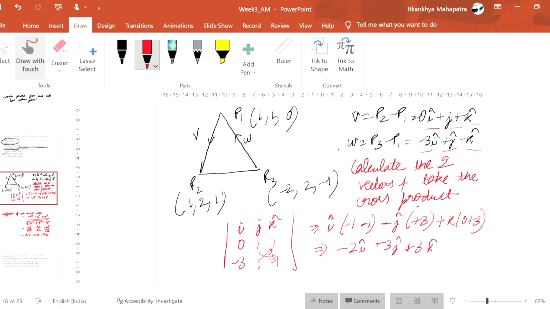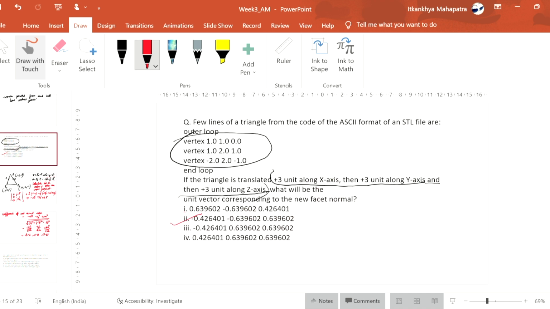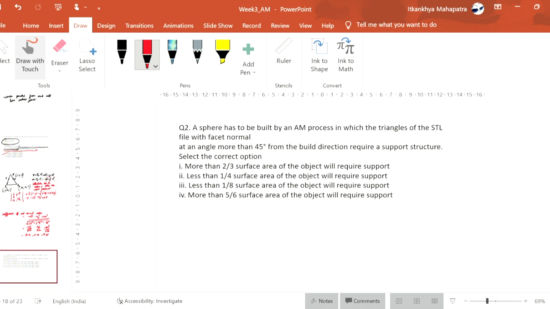So in this way, if a translation by some units is given, you need to take into account that in translation the normal will not change along the x, y or z axis, and here it is asking for the unit vector corresponding to the new facet normal. Okay, so the next question.